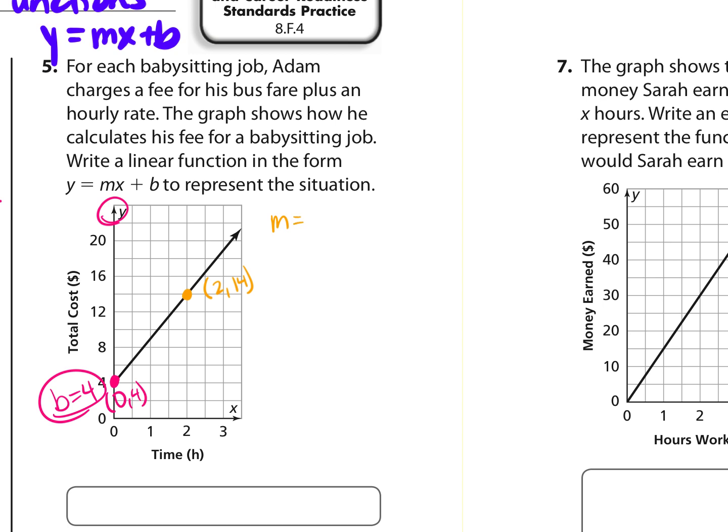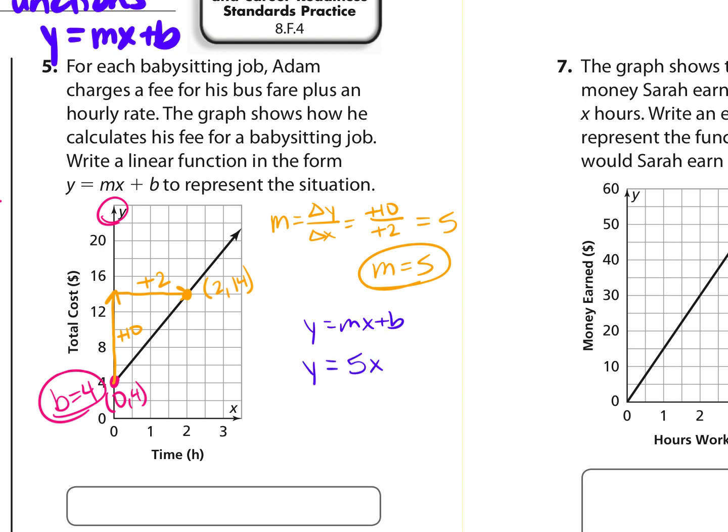So the slope is the change of y divided by the change of x. For my y, from a y value of 4 up to a y value of 14, it increased 10. For x, from an x value of 0 to an x value of 2, it increased 2. And 10 divided by 2 is 5, so the slope is 5. So the linear equation then in y equal mx plus b is y equal 5x plus 4.